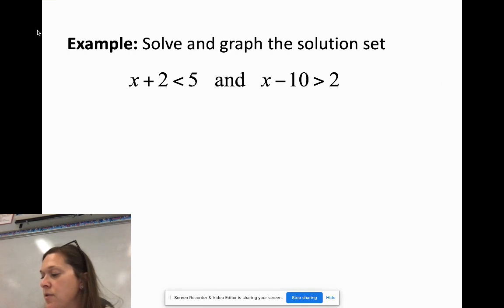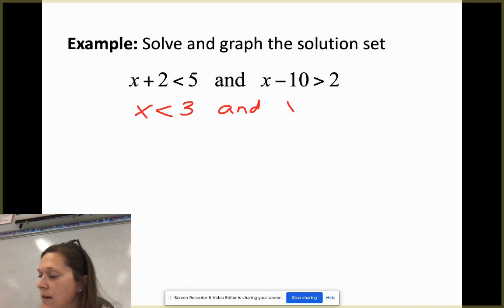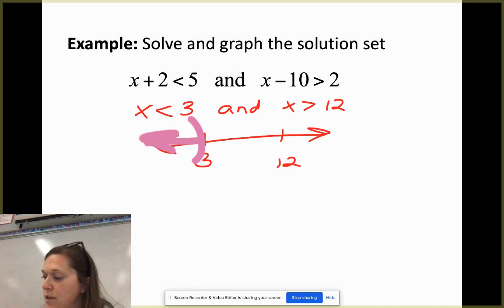Here we have x plus 2 less than 5, and x minus 10 is greater than 2. Again, pause as needed to get yourself caught up with jotting the problem down. So here we have x is less than 3, and x is greater than 12. That's easy math. So now let's actually get the solution. 3 here, 12 there. Do your shading. So there's my shading for the 3. What's my shading on the 12 looking like?